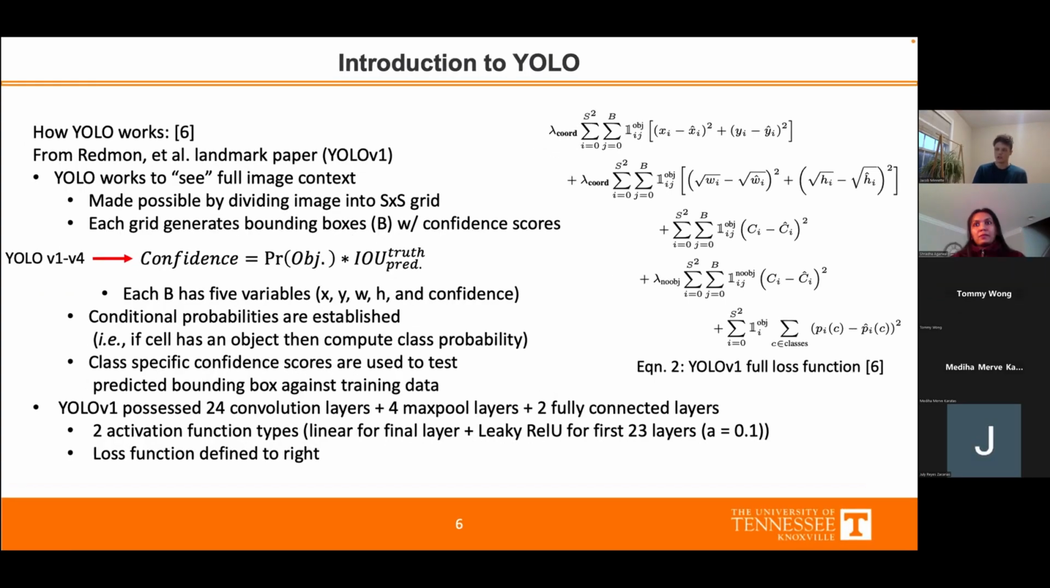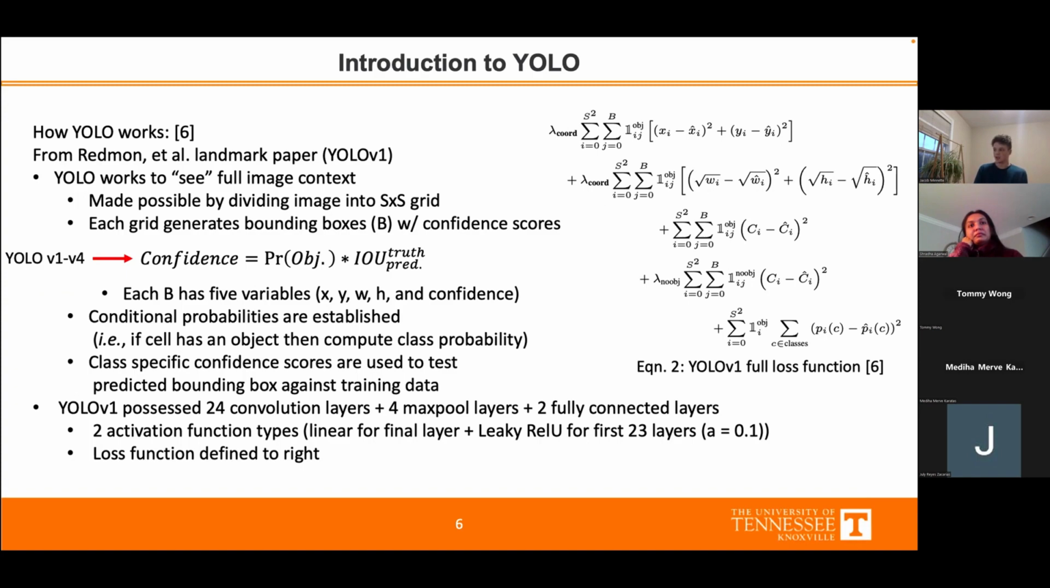1. Conditional probabilities are then passed. So this is your same kind of confidence score, but it's a confidence score that is conditional, that you have an object in the cell, and then it identifies what class of object that may be. YOLO V1 possessed 24 different convolutional layers, 4 max pool layers, as well as 2 fully connected layers, which I just caught at the end of Tommy's presentation. As Schroeder pointed out already, these 2 fully connected layers were dropped for future iterations of YOLO.